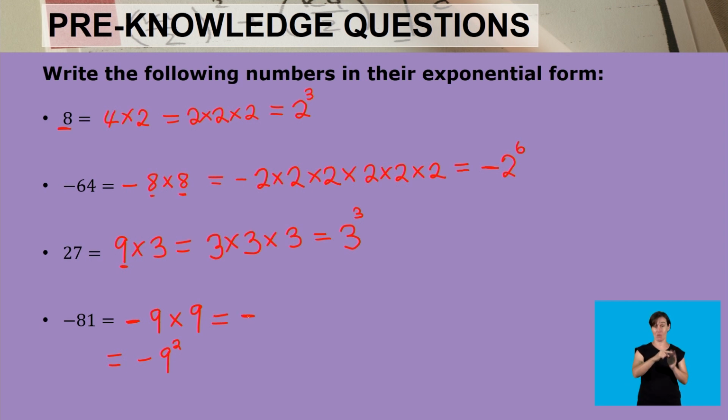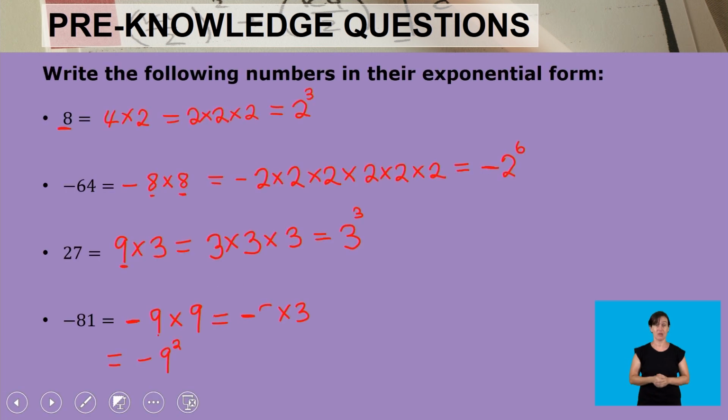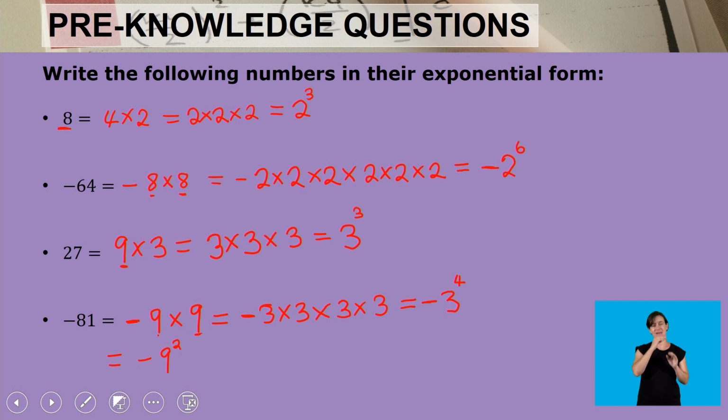So we have that negative there, and we know that from 9, we have 3 multiplied by 3. Then, of course, we have another 9 there. So that is going to be multiplied by, so that 9 is now represented by 3 multiplied by a 3. And what does this give us there? We can see that 3 is appearing there 4 times, which means 3 has been multiplied by itself 3 times. So that is going to be a negative base 3, and the exponent there is going to be a 4. And that is our negative 81 written in exponential form.